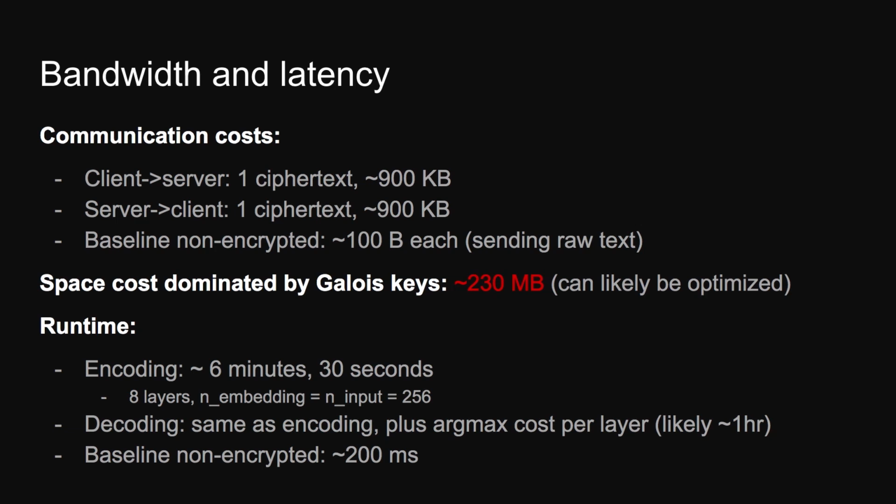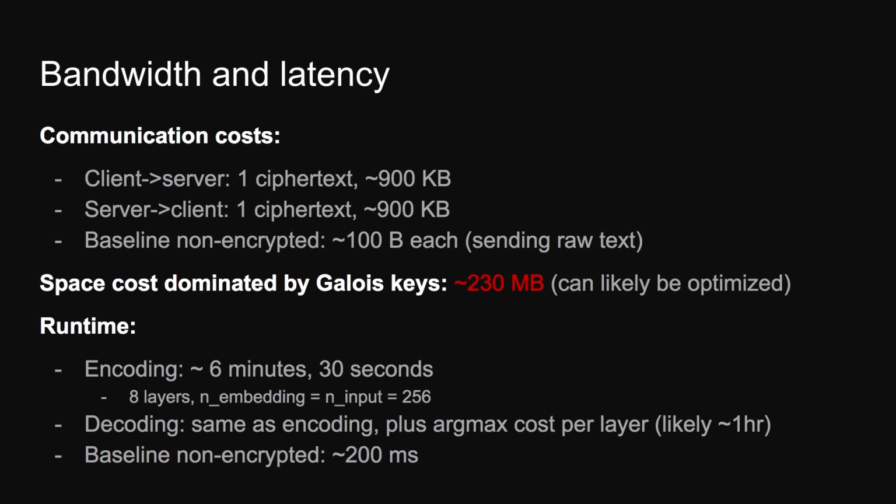The downside is that a ciphertext is about 900 kilobytes, but hey, it's not the worst. Compare this to sending raw text, and it's definitely a pretty hefty overhead. The space cost, in terms of what you need to store in order to be able to do this, is dominated by these Galois keys, but that's fine.